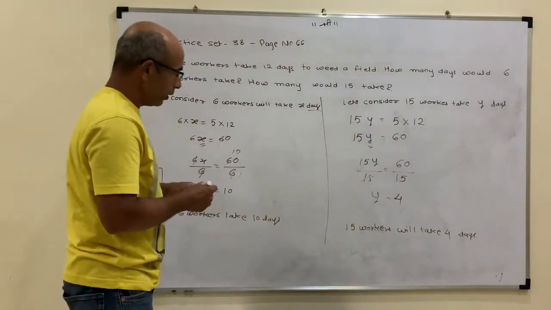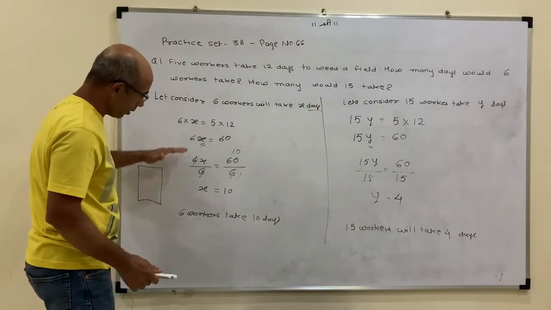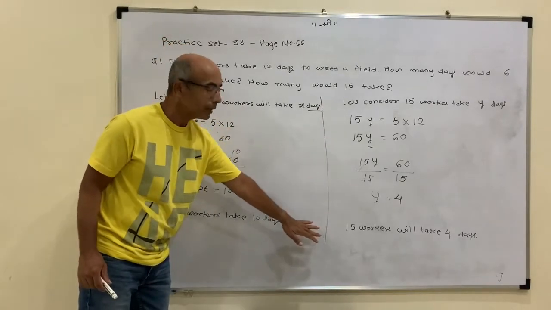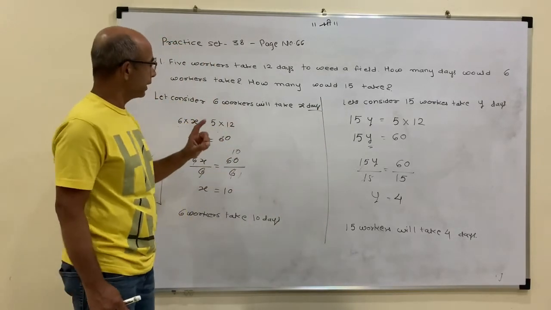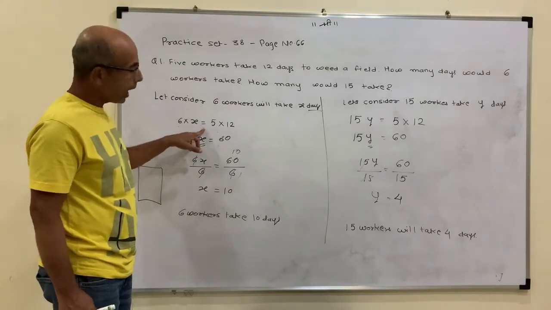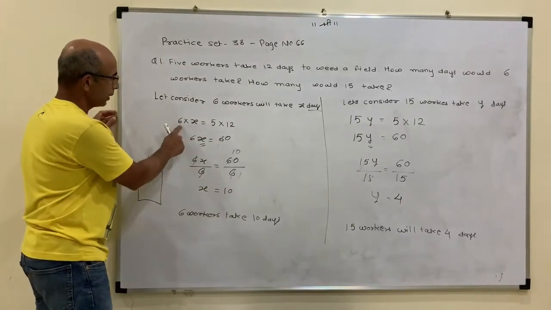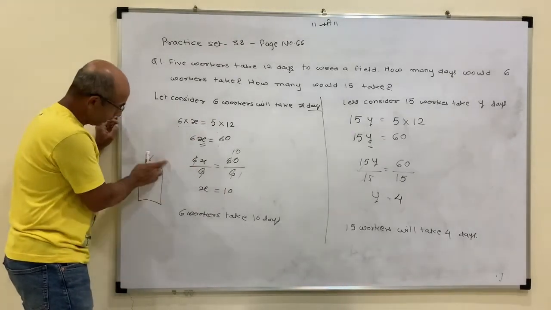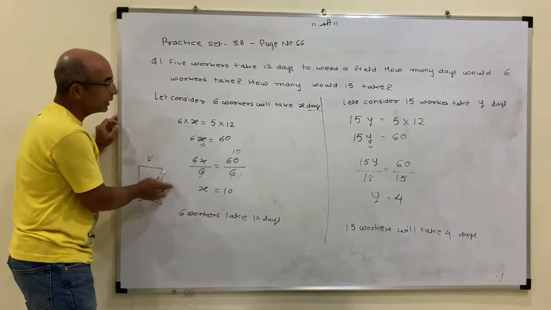So here we have solved the first part on this side and we solved the second part on that side. The important thing to understand is why we are taking the equal sign: these 6 workers and these 5 workers are working on the same field. So the amount of effort is equal.